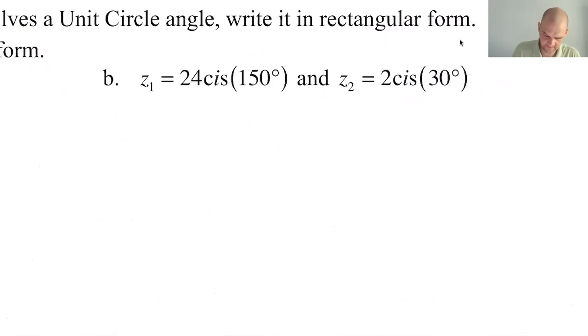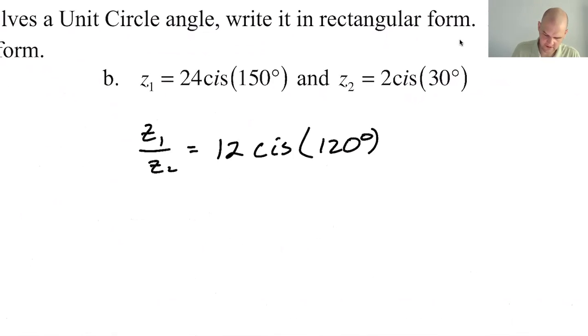And then here, Z1 divided by Z2, 24 over 2 is 12. And then cis, 150 minus 30 is 120. So again, I don't know why I'm rewriting this part. We get 12 cis 2 pi over 3.